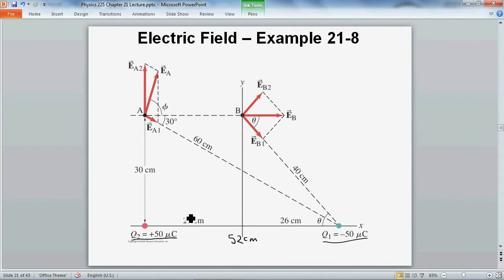Now notice the distances. Like we said, the two charges are separated by 52 centimeters. That means it's about 60 centimeters between point A and Q1. We have 30 centimeters for the distance between Q2 and point A. And then for point B, it's basically an isosceles triangle. So this is 40 centimeters here.